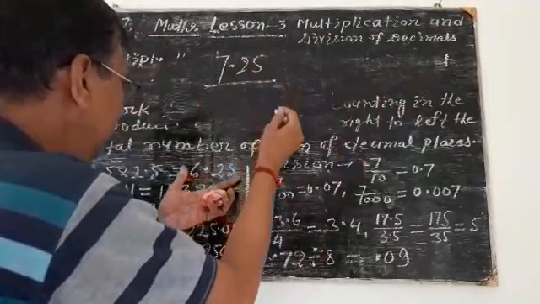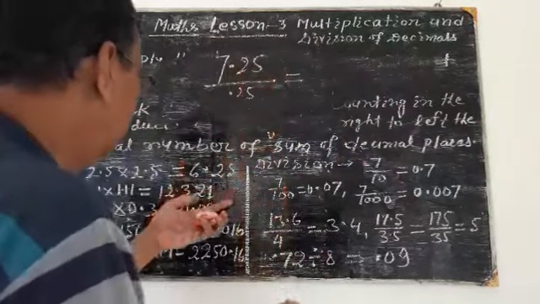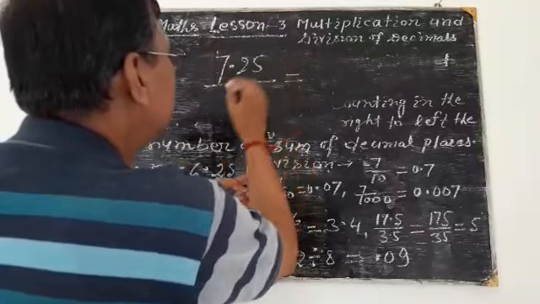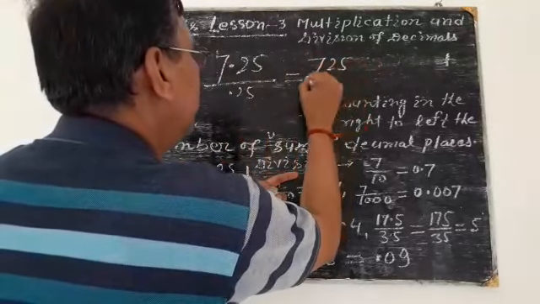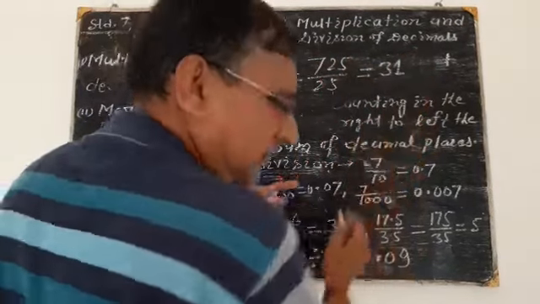7.25 divided by 0.25. Here also the decimal parts are equal, so it will be 725 by 25, and dividing, you can get the value 29.